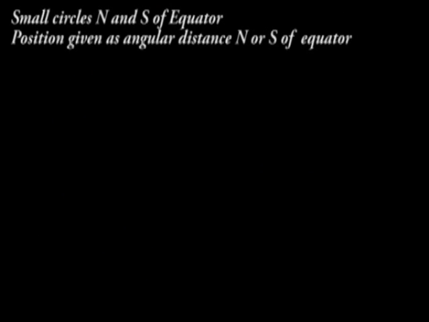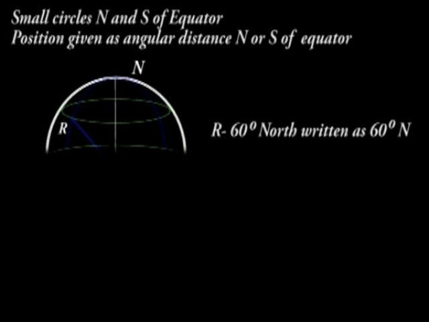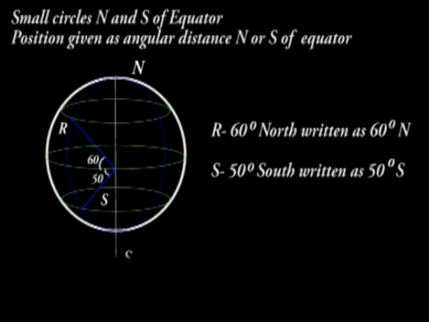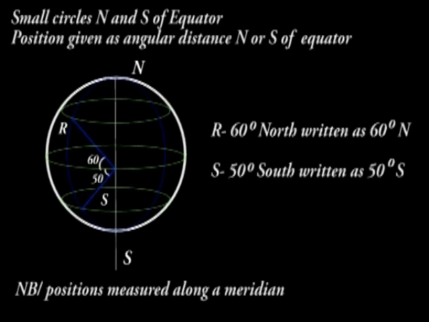The position is given north or south of equator in terms of the angular distance. From this figure, R is 60 degrees north, written as 60 degrees N. S is 50 degrees south, written as 50 degrees S. Note that the position is measured along a meridian.